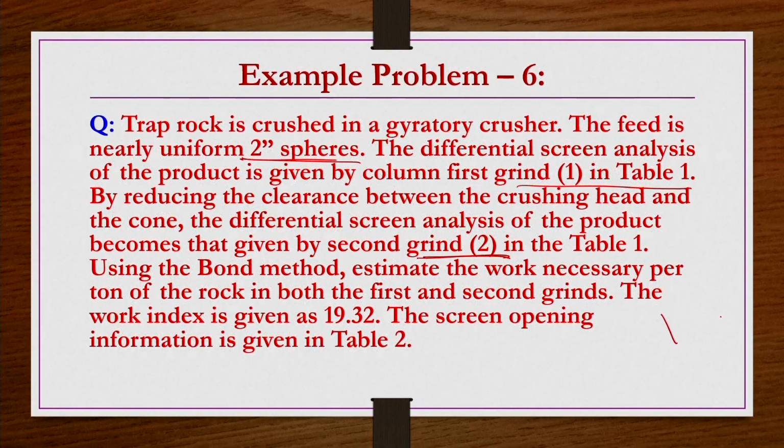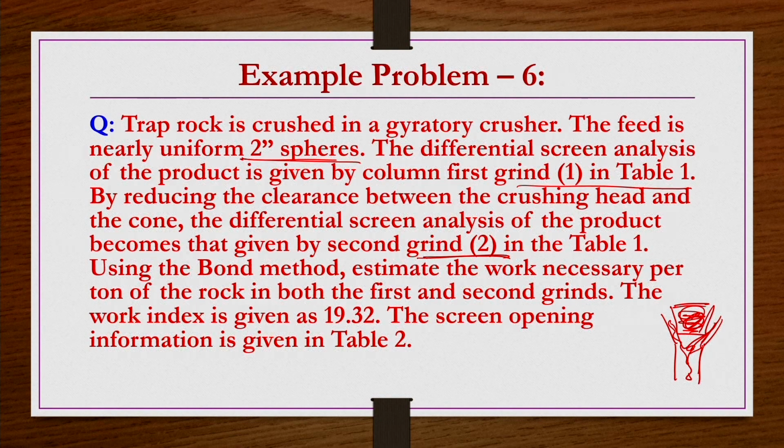Actually, the gyratory crusher, that equipment, looks something like this. This is the crushing head and this is a kind of cone. Whatever this clearance is, you can adjust it. So in the second case, the clearance is reduced.